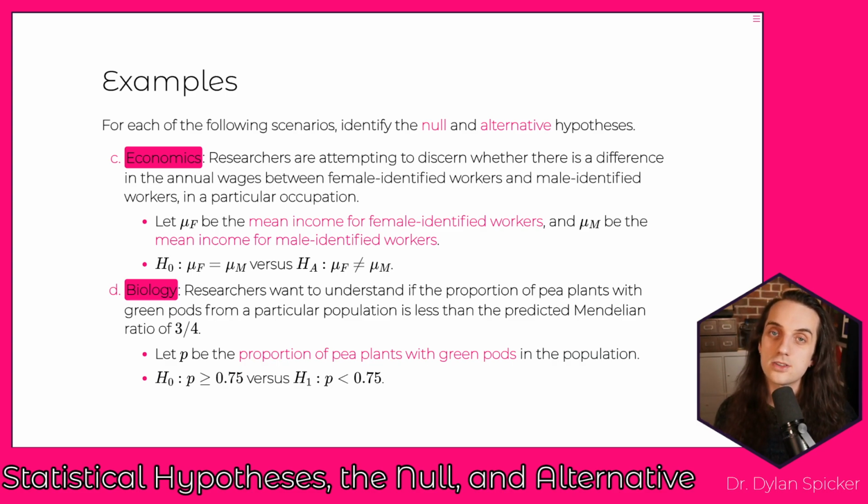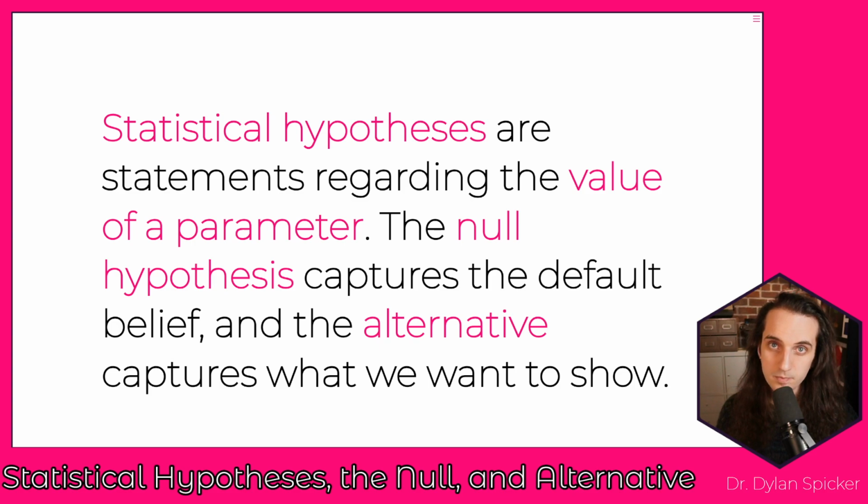In each one of these cases, you can think about the alternative as the conclusion we're trying to draw, and the null as the default thing that we want to be believing here. So statistical hypotheses, in summary, are statements regarding the value of any parameter, or perhaps multiple parameters. The null hypothesis captures our default belief about the state of the world, and the alternative captures what we want to show. By identifying the null and alternative hypotheses, we're able to convert questions for our data into statistical statements, and then we can use those statements to actually test the hypotheses.